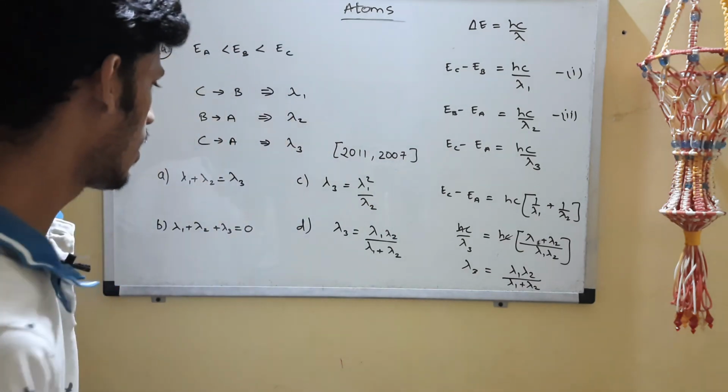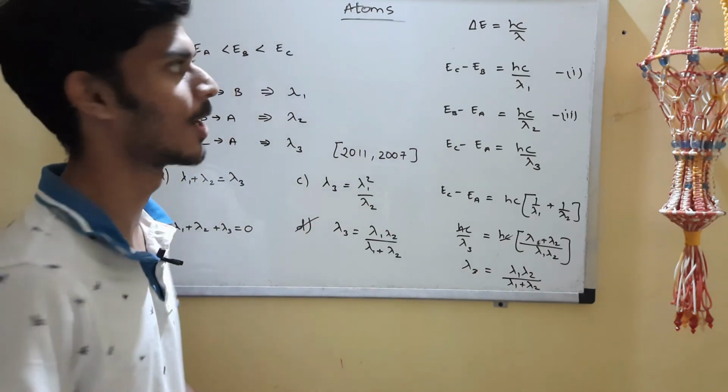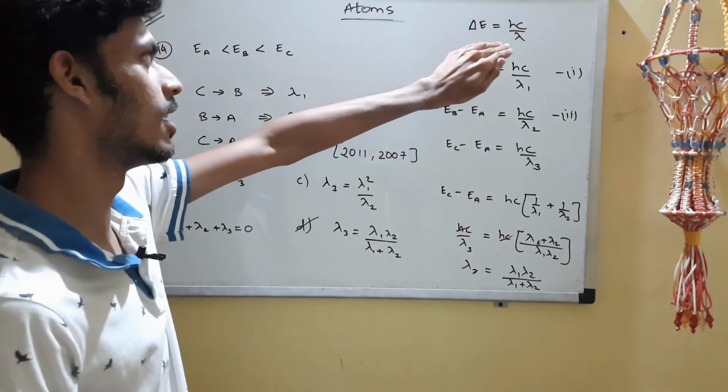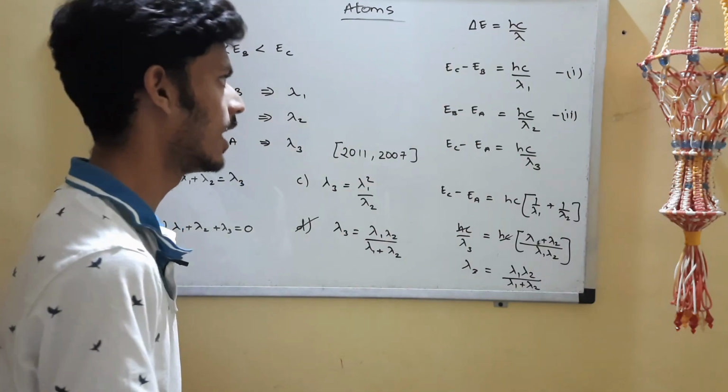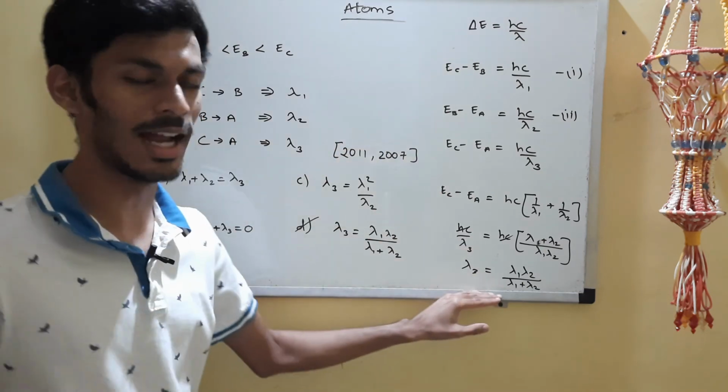And where is that? Option D, right? So option D is the correct choice over here. I hope this was very simple. We just used this relation, and then manipulated it wisely so that we could find the relation.